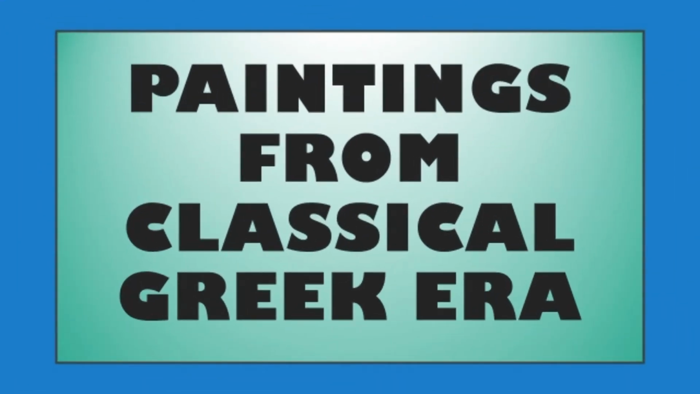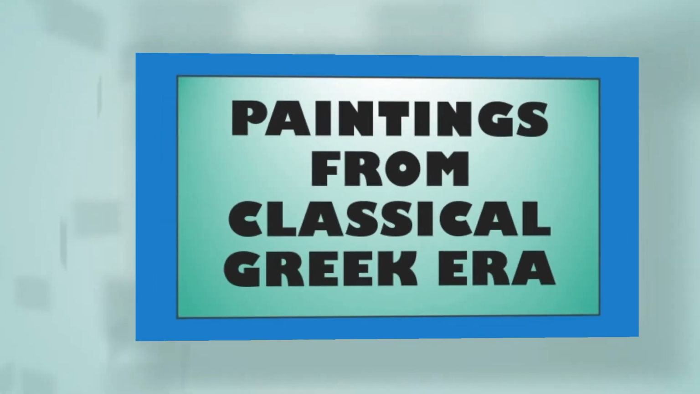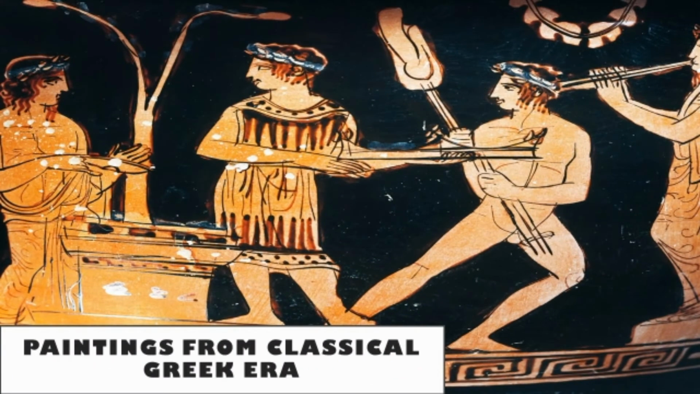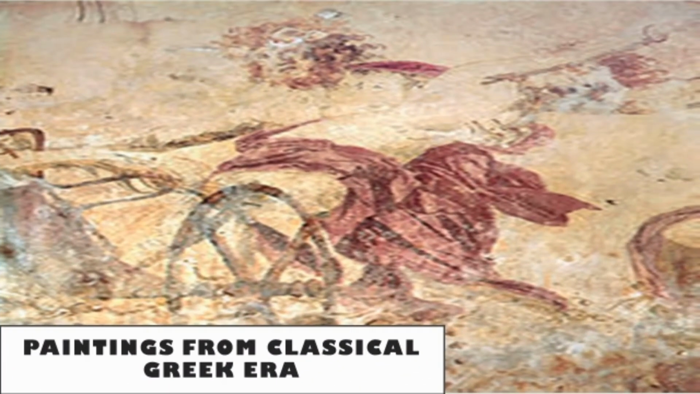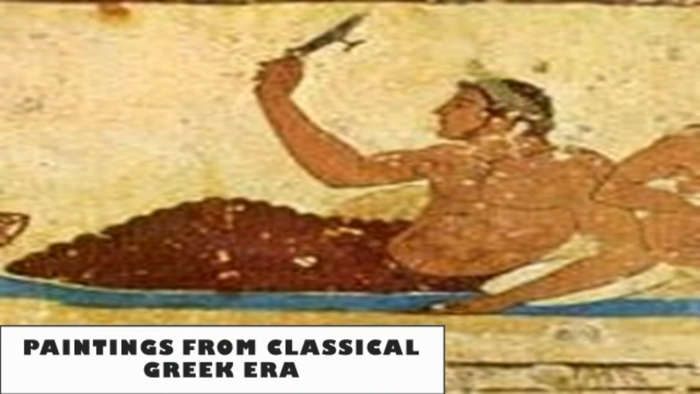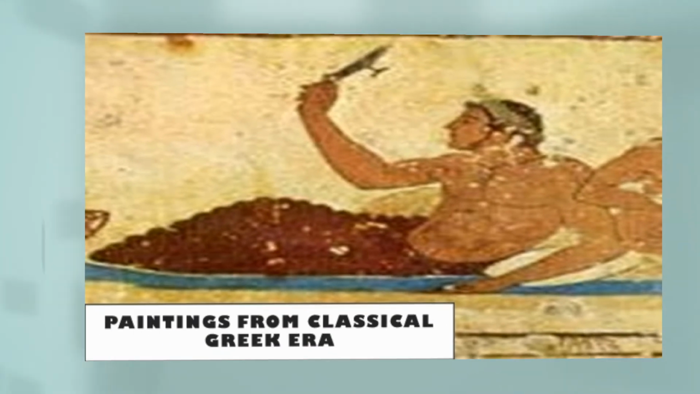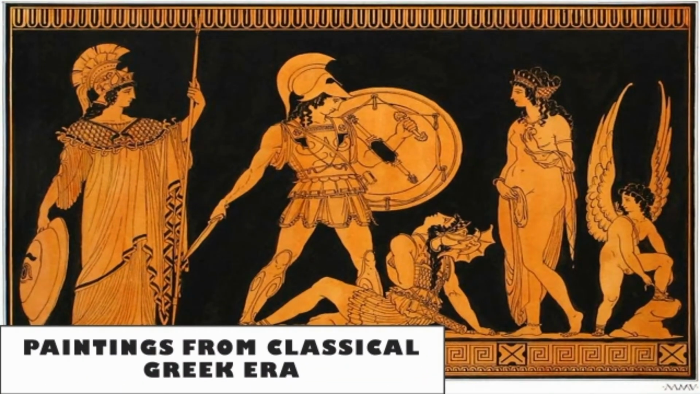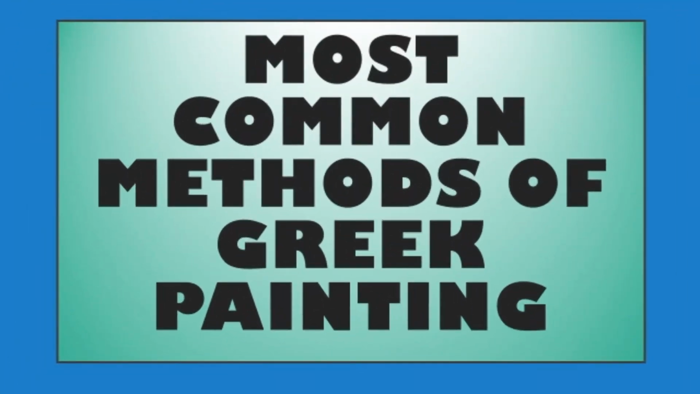Paintings from the Classical Greek era, most commonly found in vases, panels, and tombs. Depict natural figures with dynamic compositions. Subjects were battle scenes, mythological figures, and everyday scenes that reveal a grasp of linear perspective and naturalist perspective. Most common methods of Greek painting.